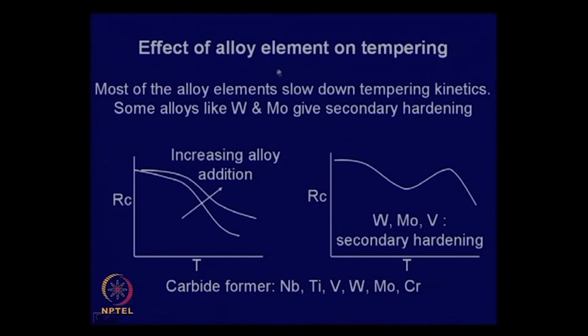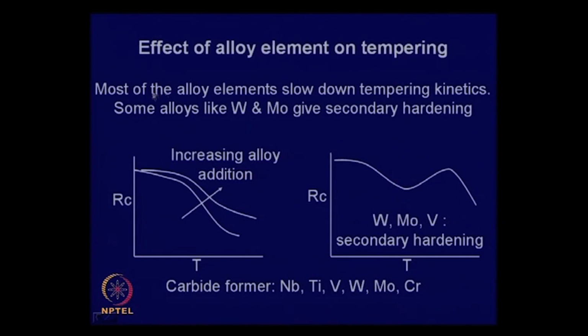Now, this alloy addition also affects the tempering process. We looked at the tempering process. Tempering is a diffusion control phenomenon, and if you recollect the structures that we talked about, and let us look at the screen, most alloy elements will slow down the tempering kinetics, and some alloys like tungsten and moly also give secondary hardening.